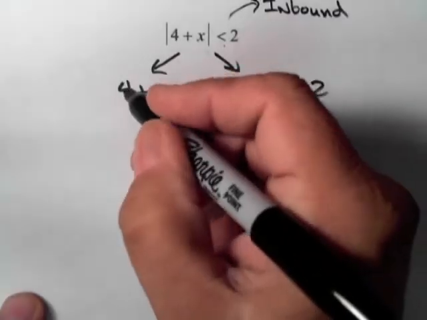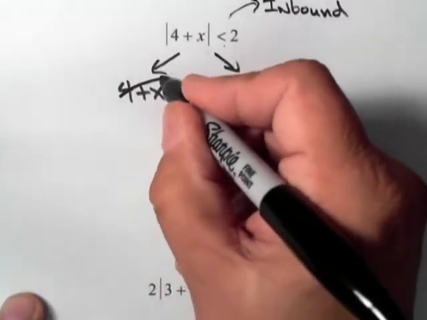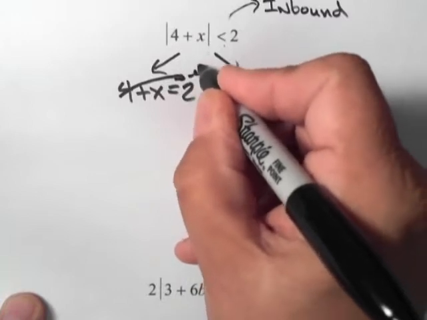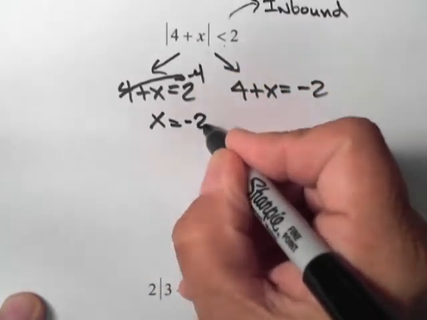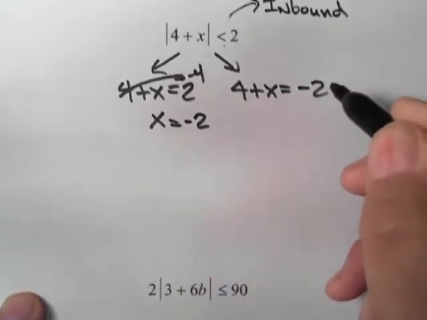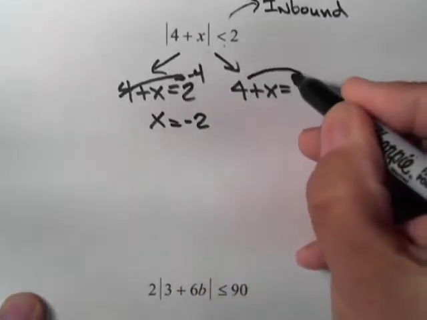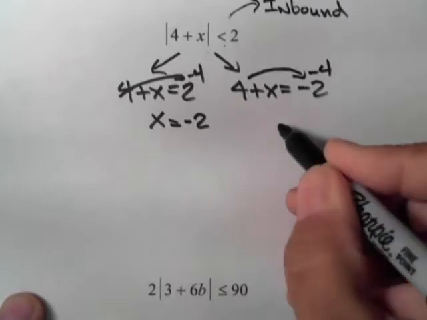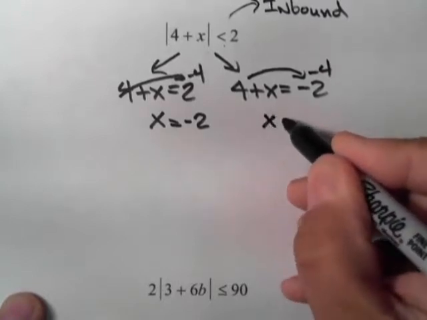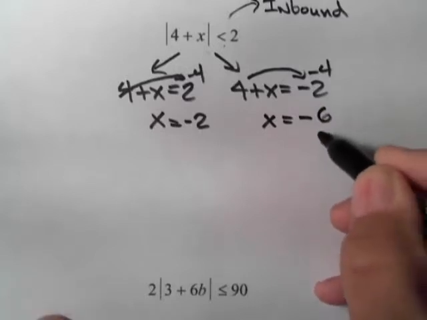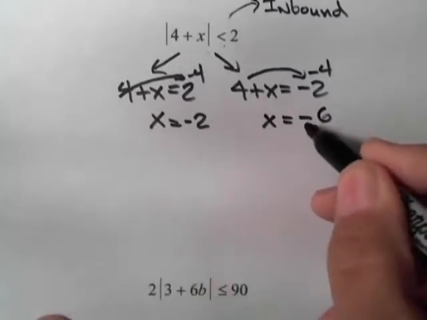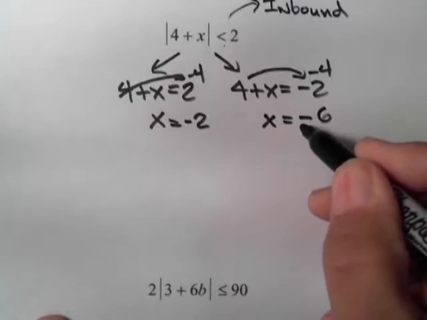Now we've got to solve these two. Plus 4 comes over as minus 4, so I'm going to have x equals negative 2. There's one of my boundary points. Again, plus 4 comes over as negative 4, so x equals negative 6. Okay, well now, those are the two boundary points.